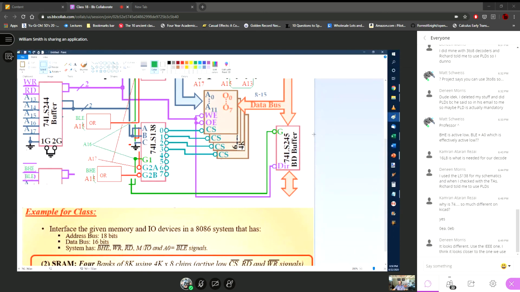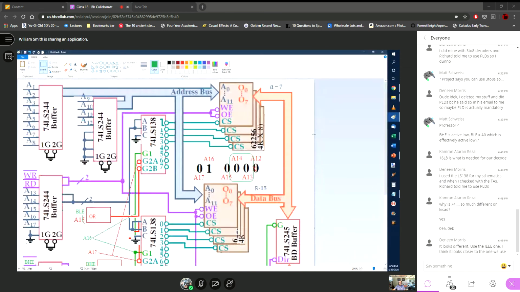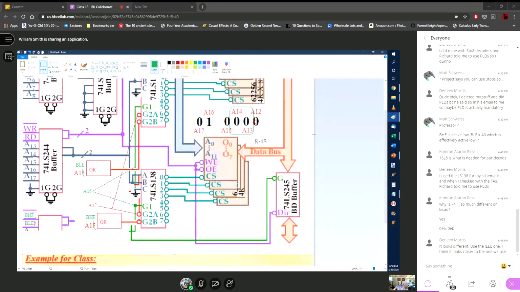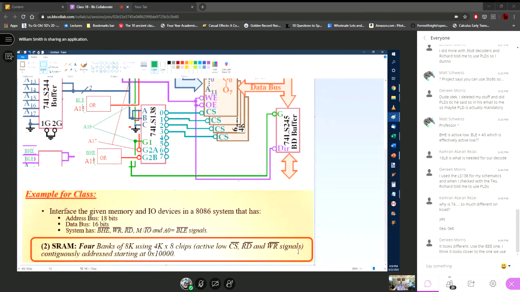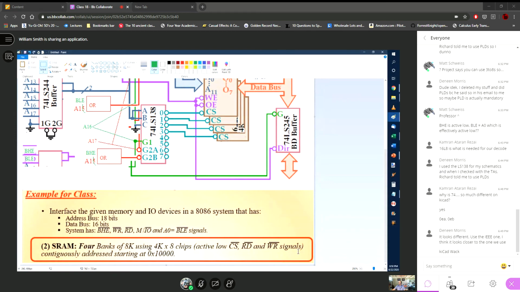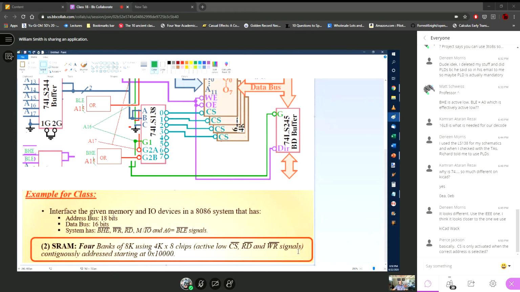All right. What happened is that I changed the scope of the problem a little bit just so I could make it work. I realized I wanted an SRAM so I could have a bidirectional read and write. So I made it this particular example, which doesn't hurt, it's good to see a different example anyway. We have 4 banks of 8K using 4K by 8 chips, and there's an active low chip select, read, and active low write signals.